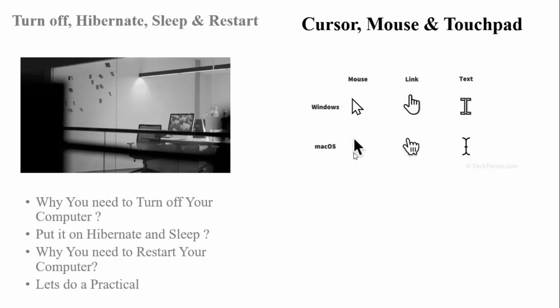While for those that are using Mac OS, this is how their mouse looks like. This is how their cursor looks like. This is just the normal cursor. This is for if you want to click on a link. This one is for text, maybe if you are typing a text. So this is how it will look like for those that are using Mac OS.